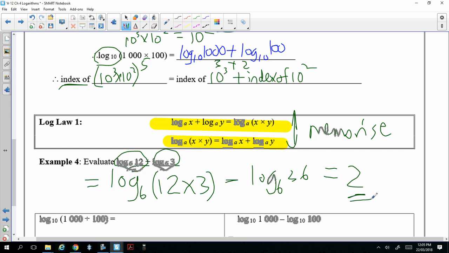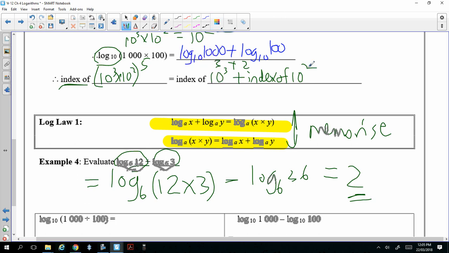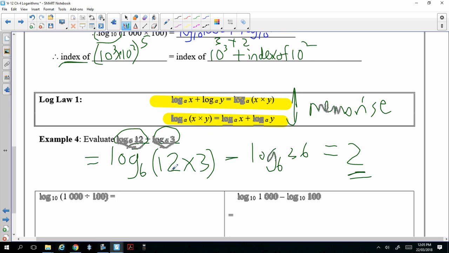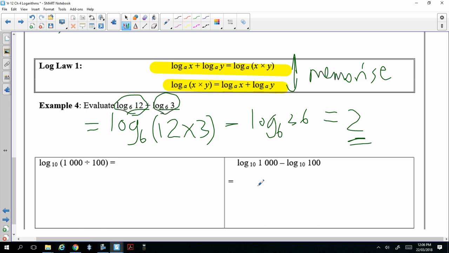Okay, good. We're going to do more experiments. So we'll try the next one with division. So calculate what this is, calculate what this is. What's this one? Log base 10 of 1,000 divided by 100 is log base 10 of 10, and that is 1. How about when you subtract? This is 3, right? Subtract 2. 3 minus 2 is also 1.